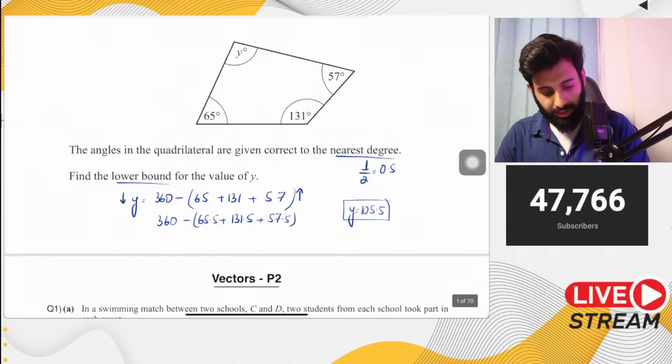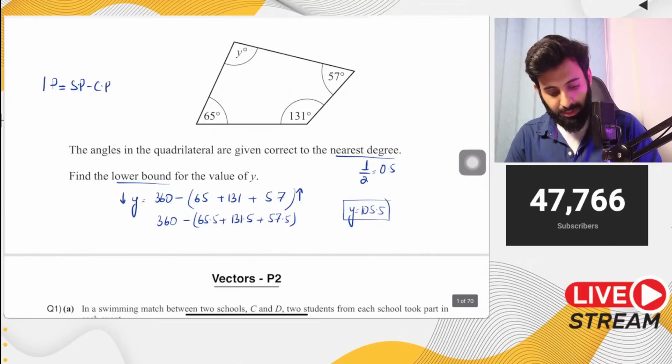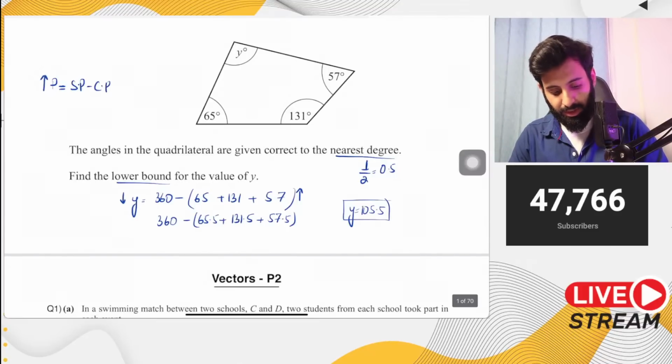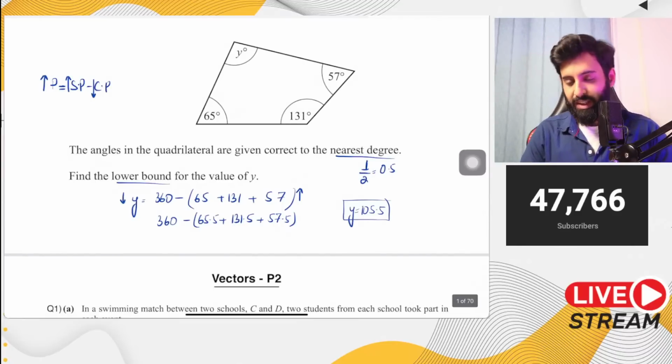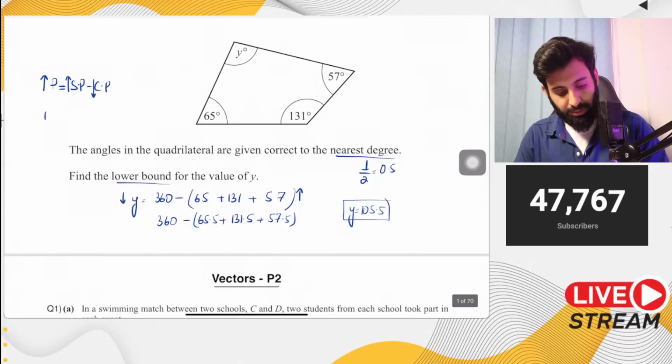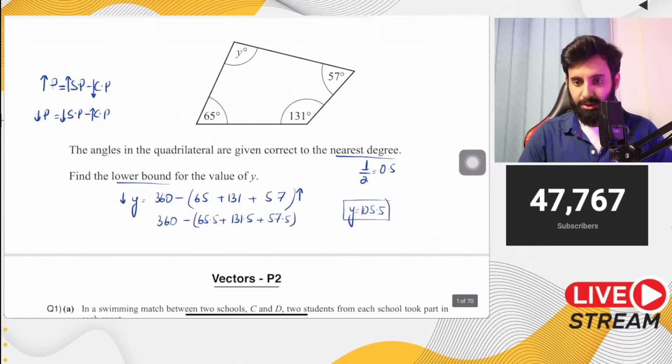This is the example that I always give. Profit is equal to selling price minus cost price. If you want to maximize profit, then you're going to increase the selling price and make sure that the cost price is as small as possible. If it's the other way around, if you want to decrease your profit, then you'll make sure that your selling price is as small as possible, and that your cost price is as great as possible.